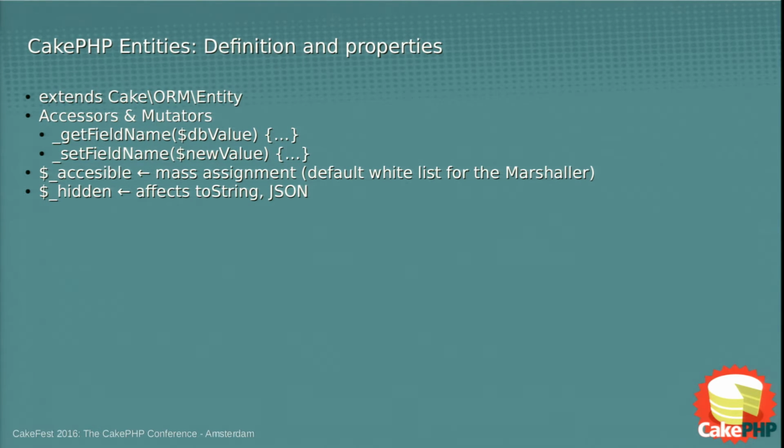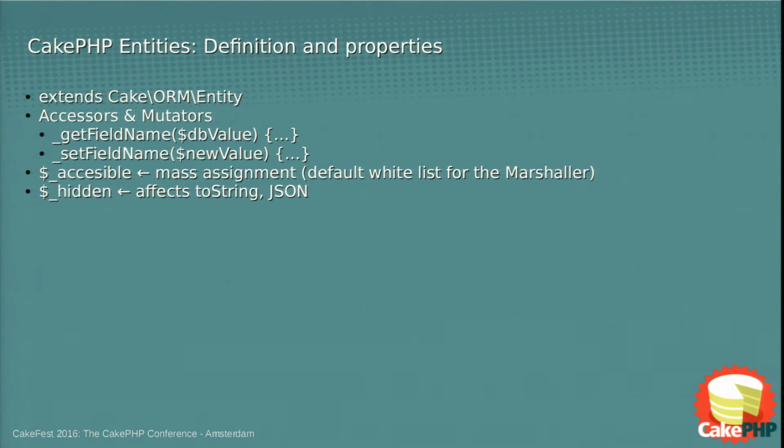For example, if you have a user edit form and you have a role to set the role of the user, maybe it's good for you to put the role into the accessible false. So you will never let the user change his own role.